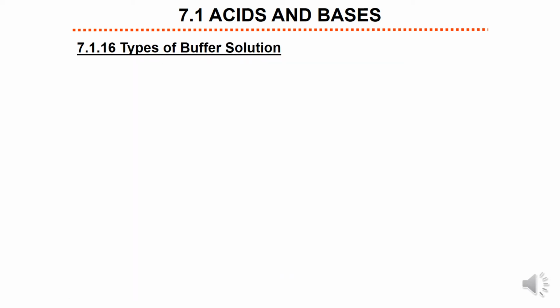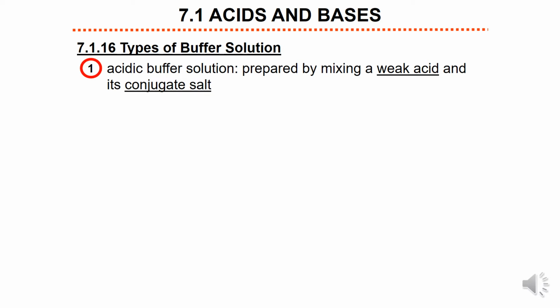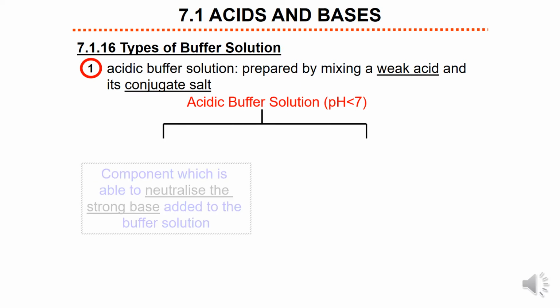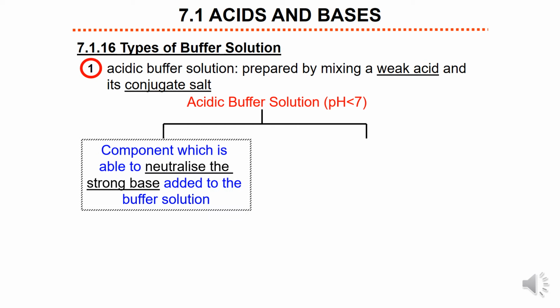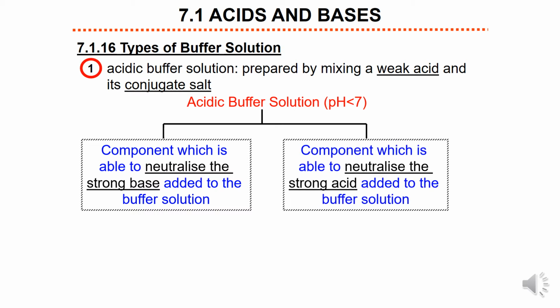Types of buffer solution. An acidic buffer solution is prepared by mixing a weak acid and its conjugate salt. An acidic buffer solution has a pH less than 7. It has two components. The first component is able to neutralize the strong base added to the buffer solution. The second component is able to neutralize the strong acid added to the buffer solution.